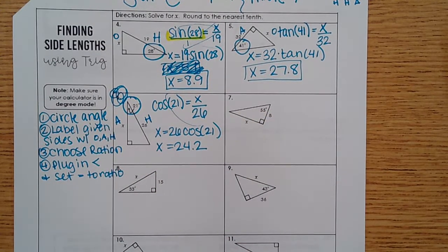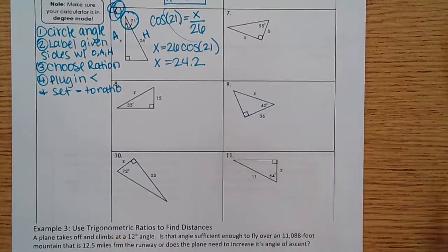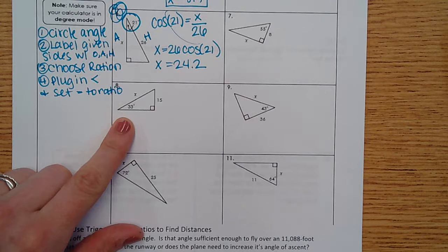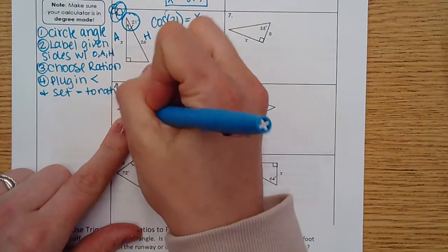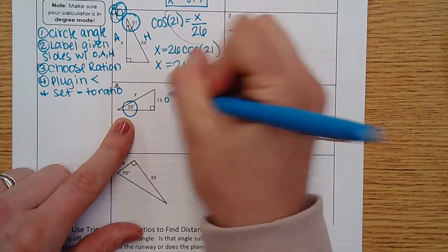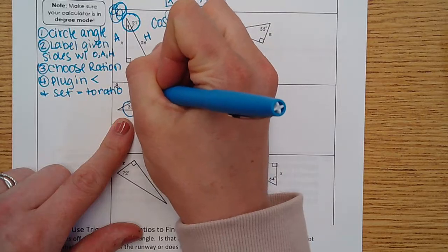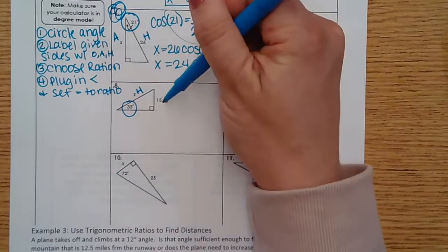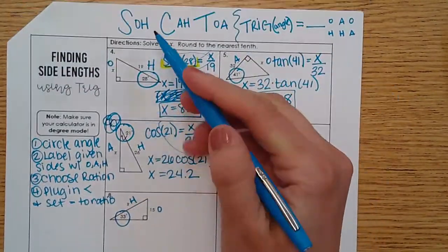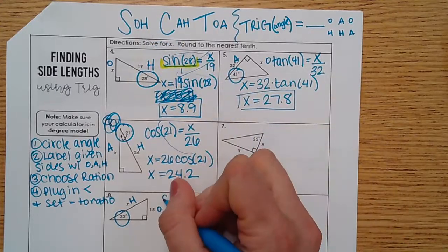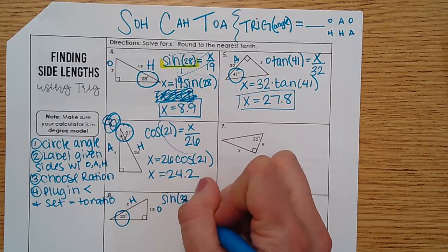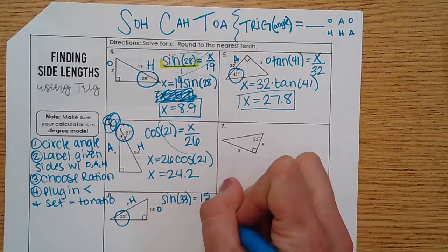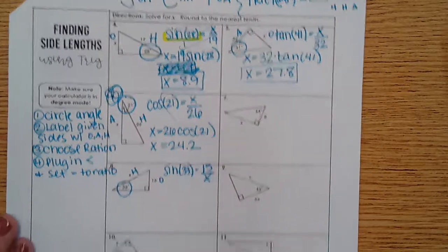Awesome. Now I'm going to skip down to here because this is where it gets trickier in the solving. We don't know it's tricky until we set it up. I circle my angle. I label 15 with an O. X is the hypotenuse. OH goes with sine. Sine of 33 degrees equals 15 over X.